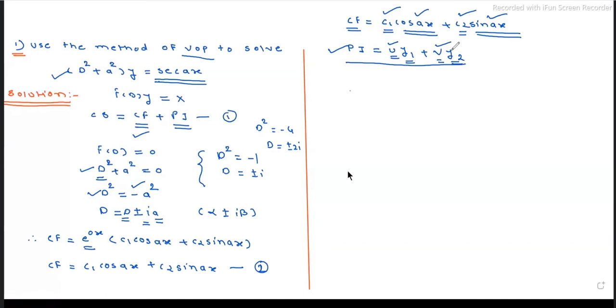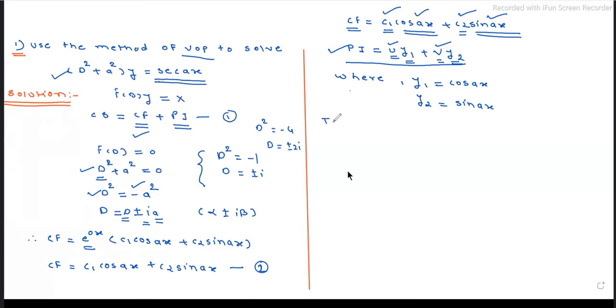So now find out the values of U and V. Y1 and Y2 are already known, now only U and V remain. Replace the values of U and V in PI. Here we will write these values: Y1 is equal to cos AX and Y2 is equal to sin AX. Okay, now what is our next job? Already we have seen PI is U into Y1 plus V into Y2. Now we need to find out the values of U and V.